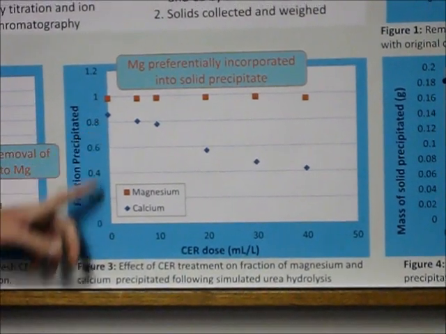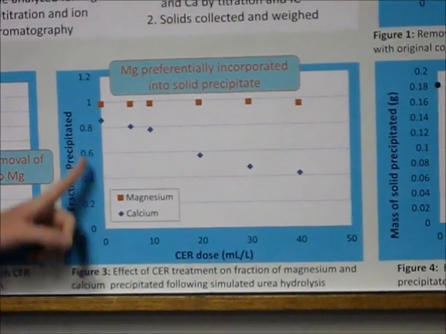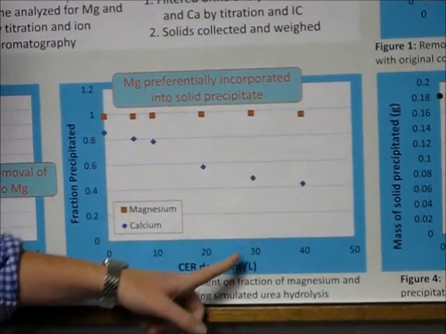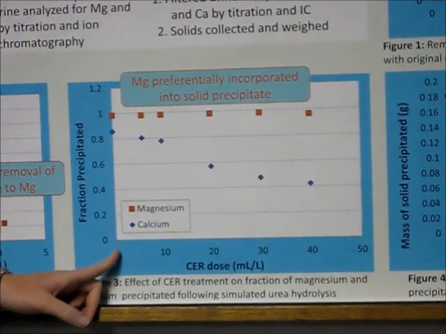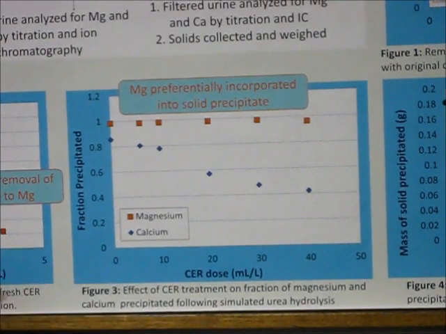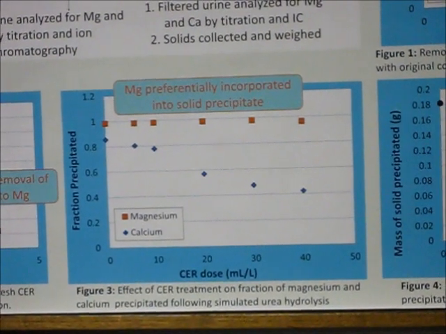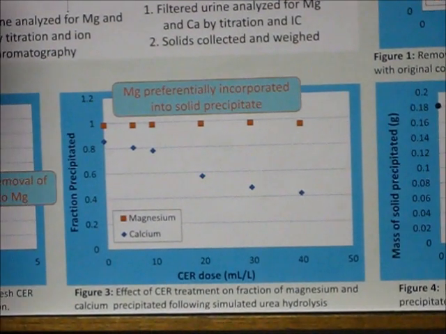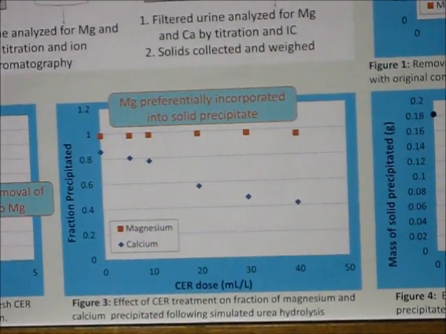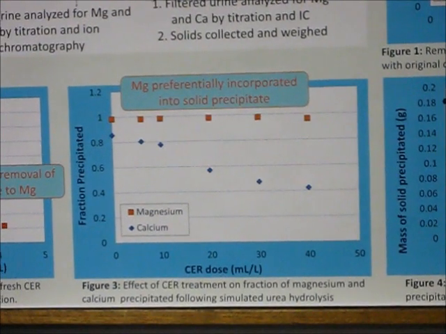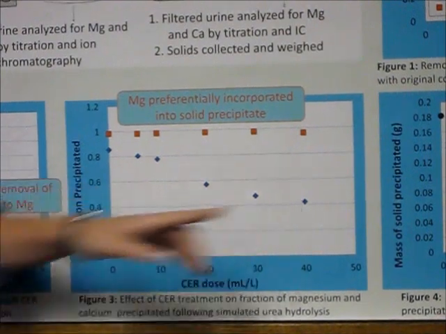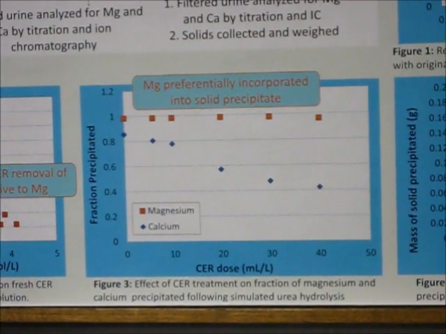However, with calcium, we saw that the amount of calcium formed in the solids decreased as the resin dose increases. At the non-ion exchange treated sample, about 85% of the calcium formed in the solids, and at the highest dose of 40 milliliters per liter, only about 40% was formed in the solids. Again, this is 40% of the 10% of the calcium that was remaining after the cation exchange resin treatment.